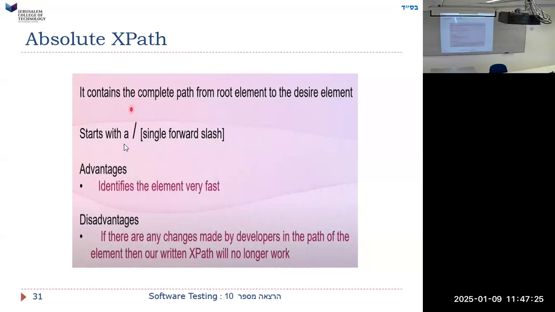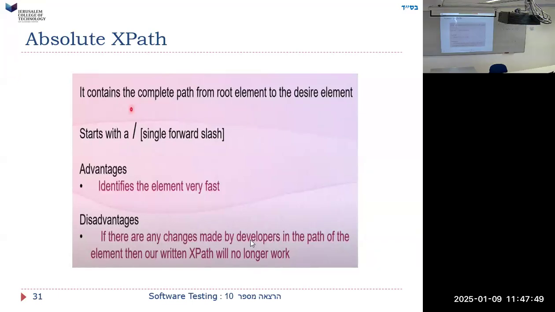You understand there's an absolute and relative? Relative means from wherever you are at the moment, how much further down you have to go, or how much up you have to go. But if it's absolute, it means I don't care where you are, imagine you're at the beginning, well, the beginning of all the files is that slash. Advantages: identifies the element very fast.